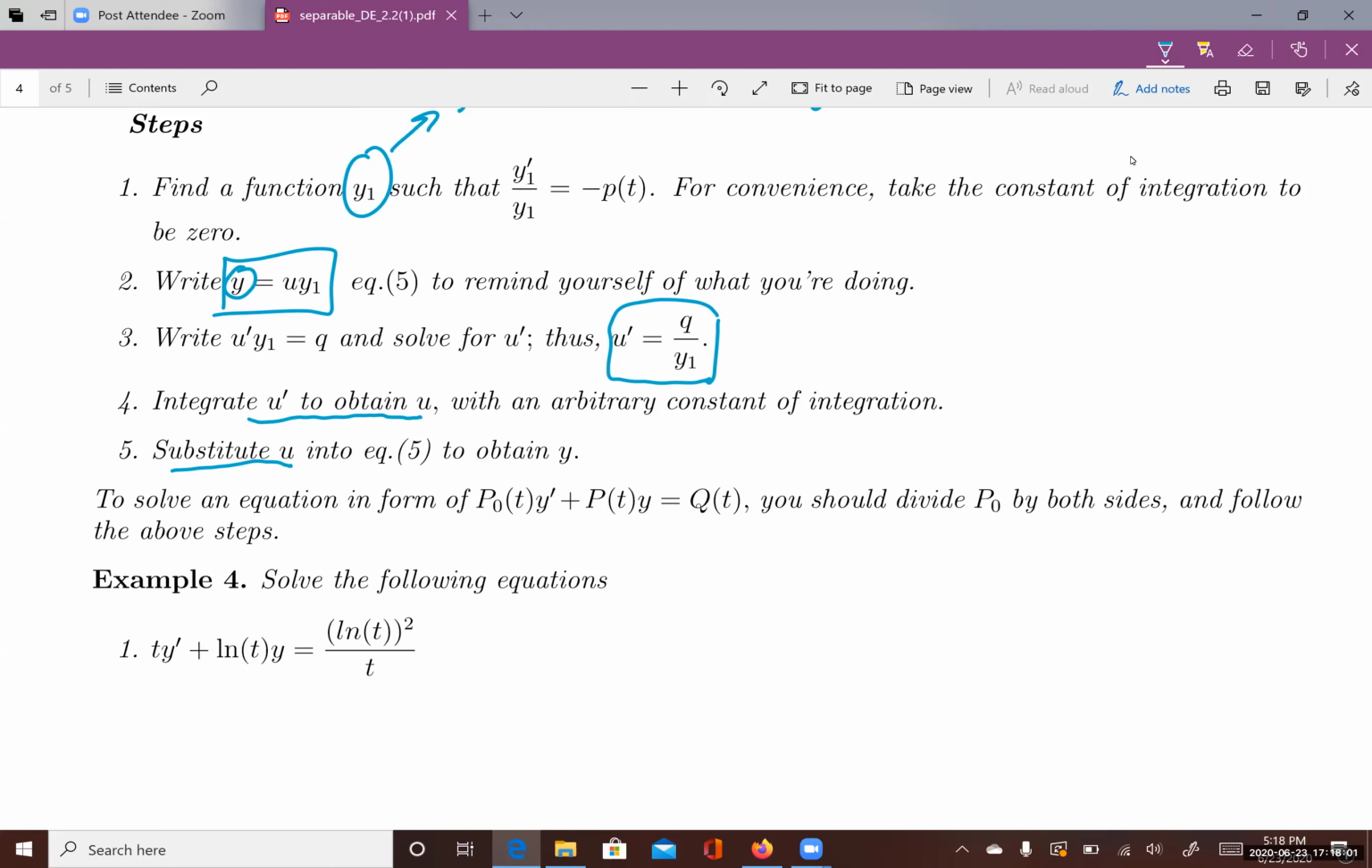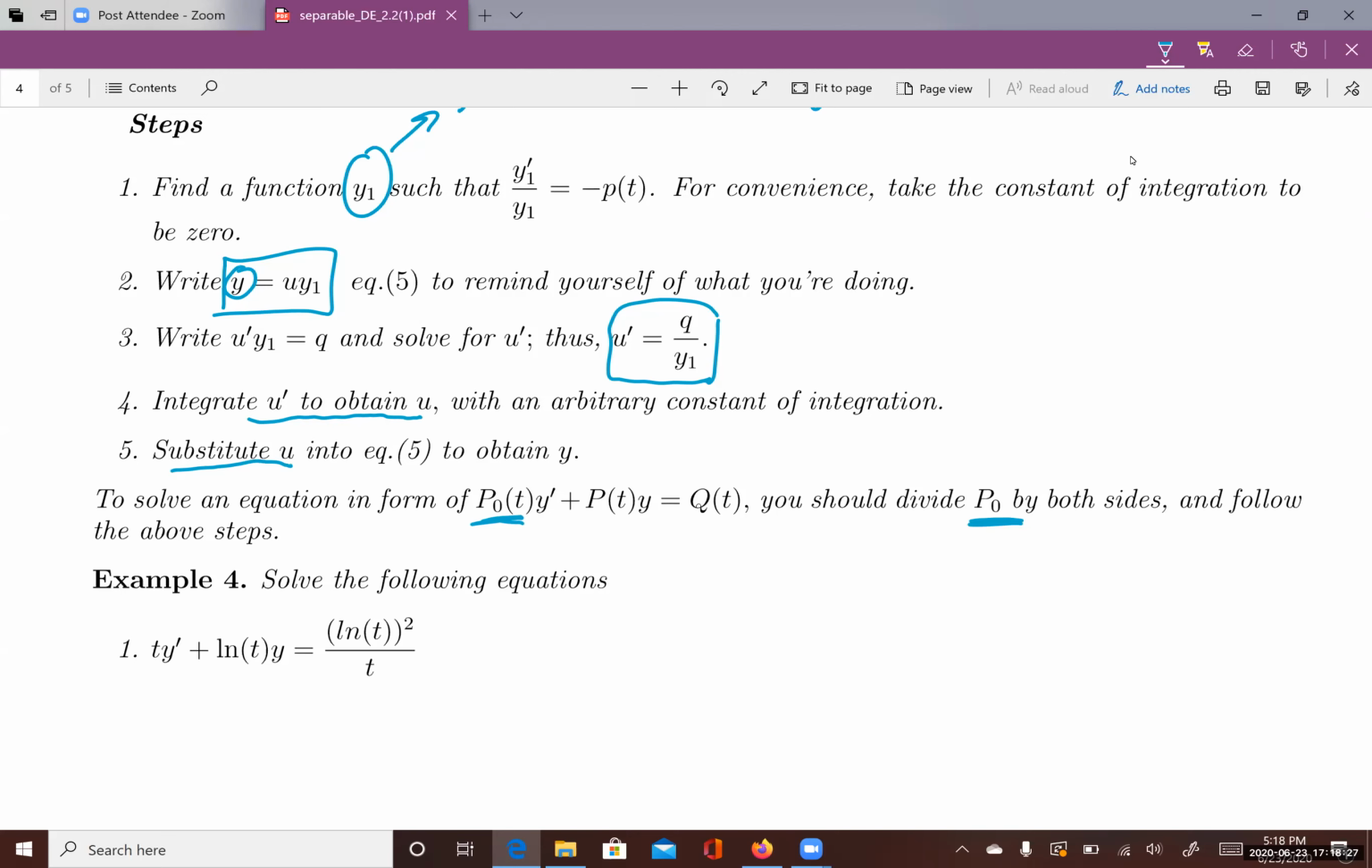In some cases, you would have a non-homogeneous equation in this form, where the coefficient of y prime is not 1. In that case, you can just divide both sides by this function, so then y prime will be by itself. You need to make sure that this function is not 0.